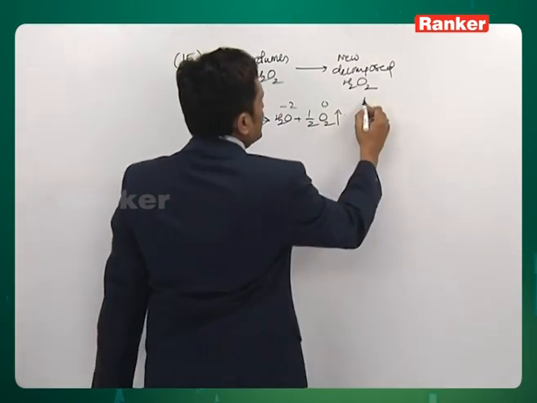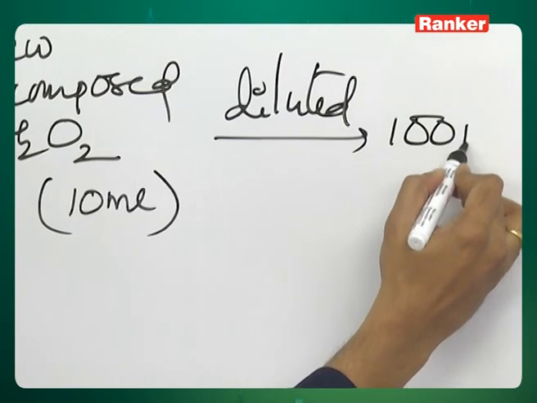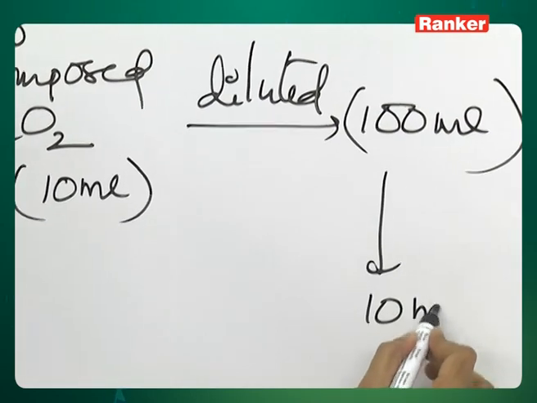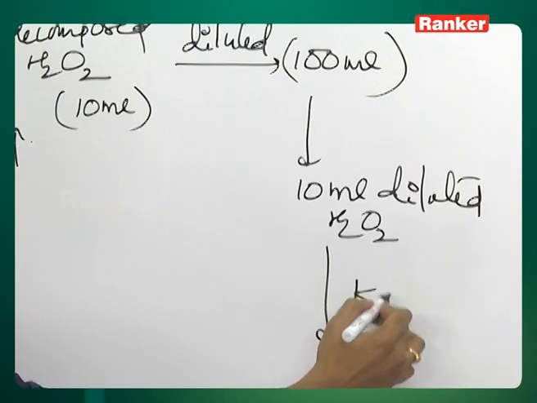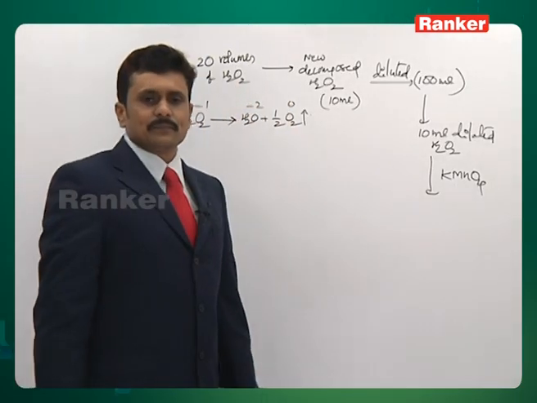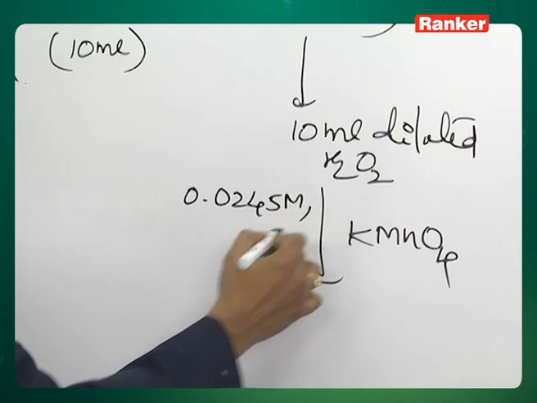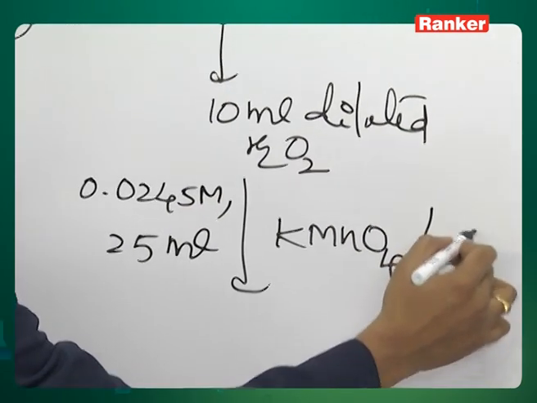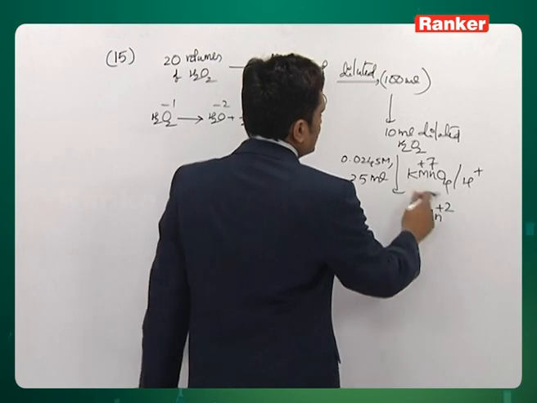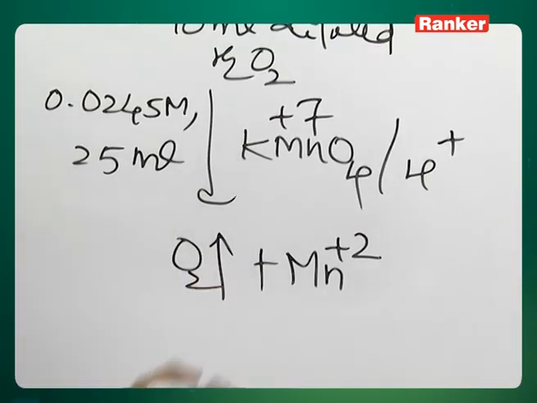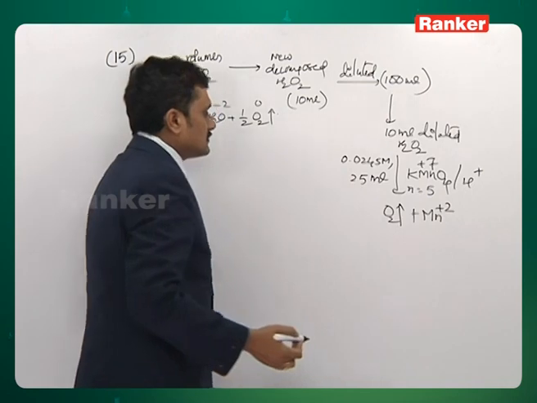Now for this decomposed sample, we have taken 10 ml, added water, then made it up to 100 ml, then picked 10 ml of this. This diluted H2O2 solution was titrated with KMnO4, which is given to us as 0.025 molar, 25 milliliter of it. Assuming this reaction is taking place in acidic medium, the change in oxidation state is from +7 to +2, so this is reduced, hence O2 will be oxidized. Finding the N factor of KMnO4, as +7 to +2 is the change, the N factor is 5.